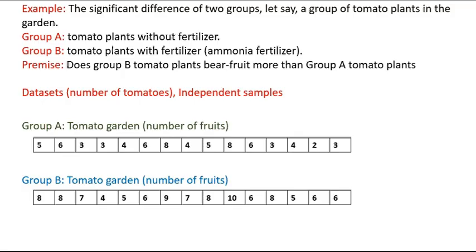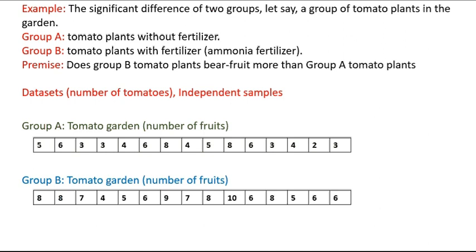Next is the research problem. We will determine the significant difference of two groups. Let's say a group of tomato plants in two gardens. Actually, the first garden is not using a fertilizer, and the second garden is using a fertilizer, which could be synthetic or natural.